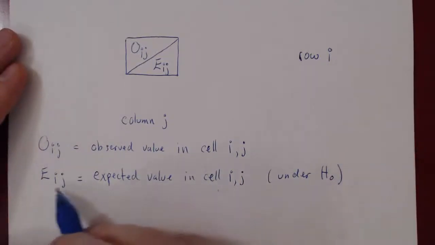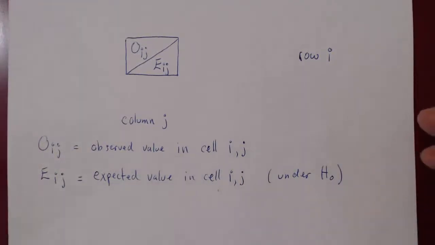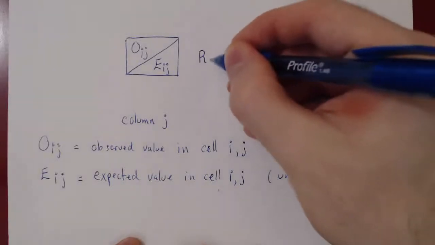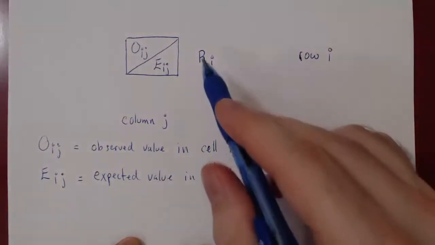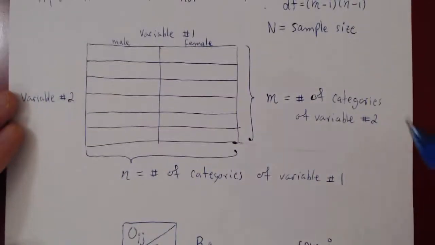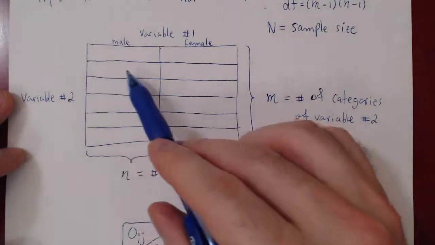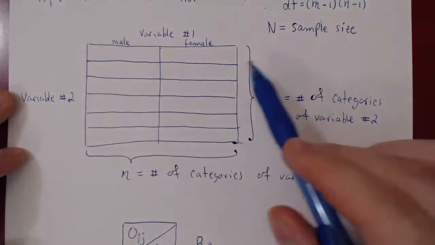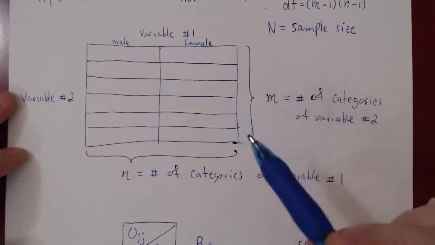So let's see how we can find EIJ. Keep in mind, H0 is the assumption that the variables are independent. What we need is the row total and the column total of cell IJ. So I will simply write R, uppercase RI, for the row total of the ith row. Suppose that you say R2, this would mean add all the values in every cell of row 2, and that gives you the row total, row 2, R2.